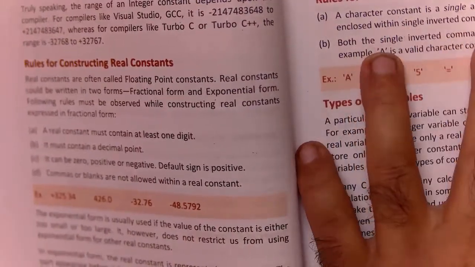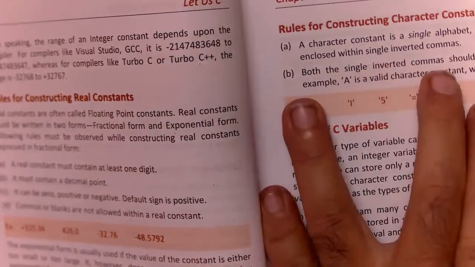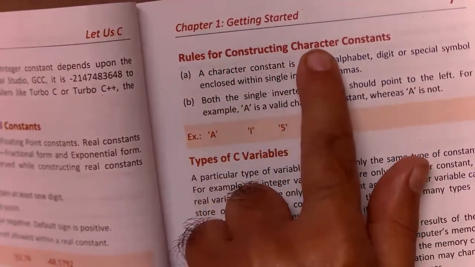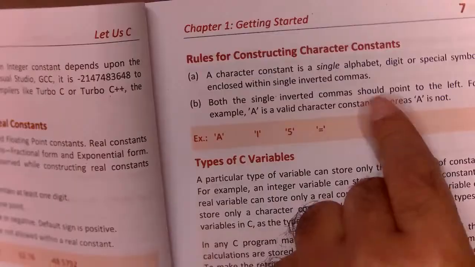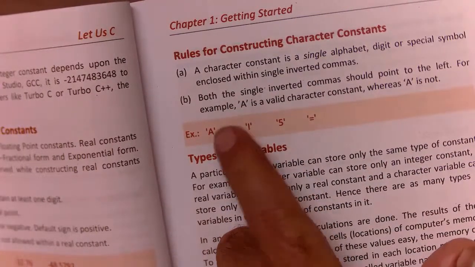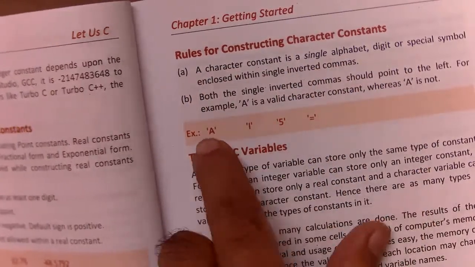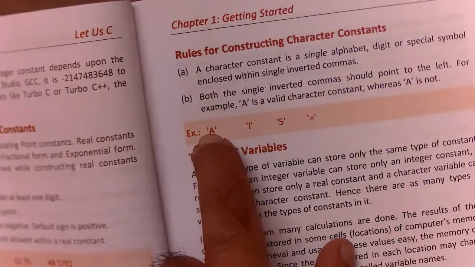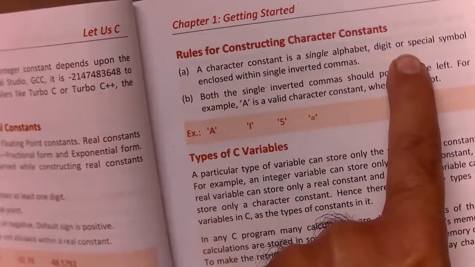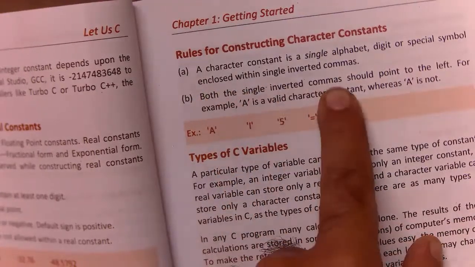A character constant is a single alphabet, digit or special symbol enclosed within single inverted commas. Now we are going for character. Character means A, B, C, D, E, F, G, H, I, J, K, L, M, N, O, P, Q, R, S, T, U, V, W, X, Y, Z. A character constant is a single alphabet, digit or special symbol enclosed within single inverted commas.